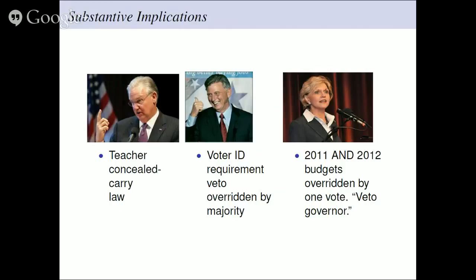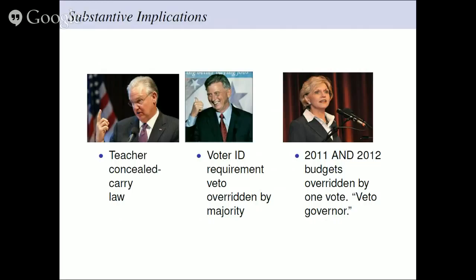The middle pane is Mike Beebe. He's the governor of Arkansas. Arkansas is a state with a majority override requirement. He again faces a Republican legislature. The legislature passed last year what many people have called the strictest voter ID requirements in the country. Mike Beebe vetoed this voter ID bill. His veto was overridden by a simple majority because that's the rule in Arkansas. The majority can override a veto.